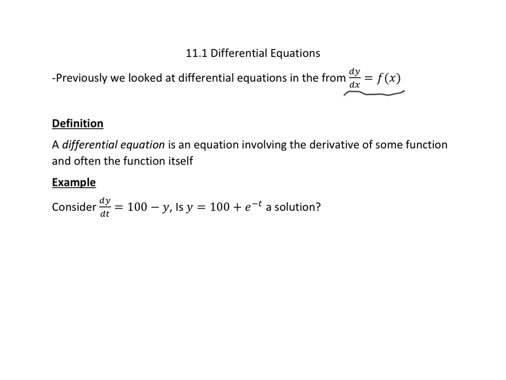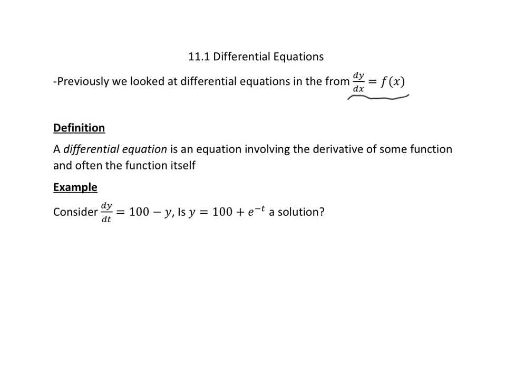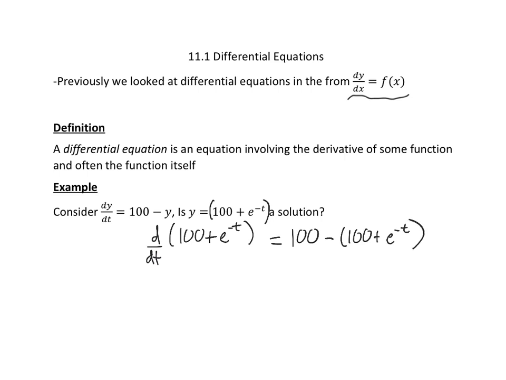And we want to know, is this a solution? Well, this is y. And so what we're saying is if you do the derivative of y, so if you do the derivative d/dt of 100 plus e to the negative t, you should get 100 minus the actual function itself. Y is 100 plus e to the negative t. So we want to check to indeed see that that's true.